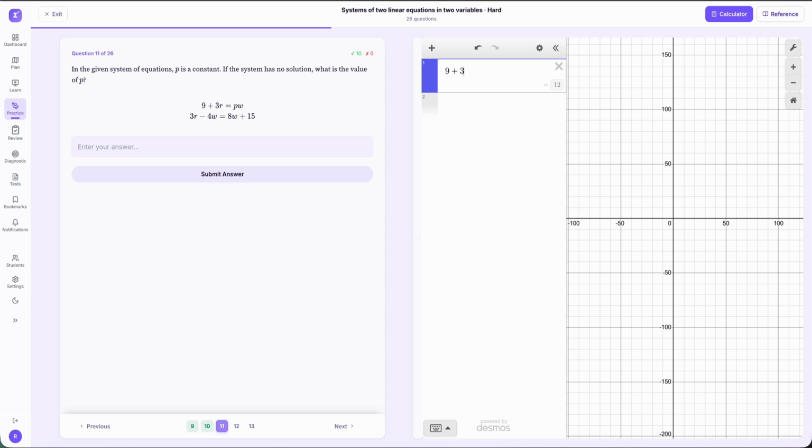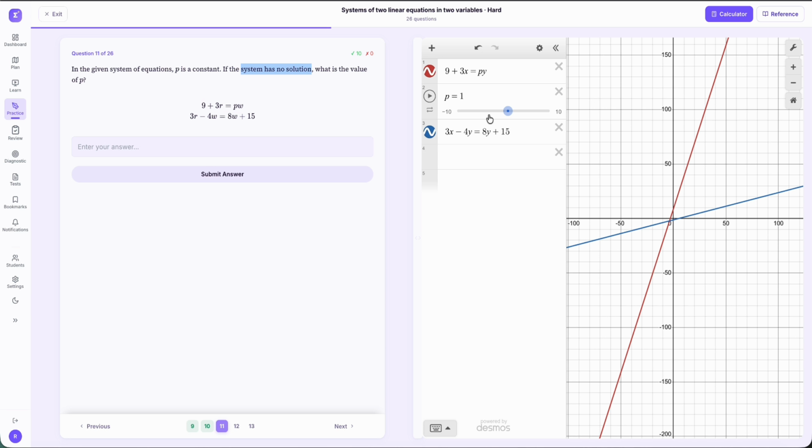So you see, if I enter this in this way, Desmos won't like it. But what I should do in this case is I'm going to change r to be x and w to be y. And then same thing on the bottom equation, 3x minus 4y equals 8y plus 15. Now, these have to have no solution, right? So one way you could do it, and it's usually a fast way, is if you use the slider, you'll set the value of p to be 1.